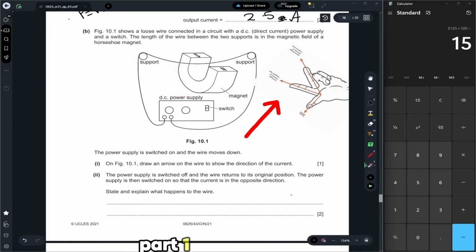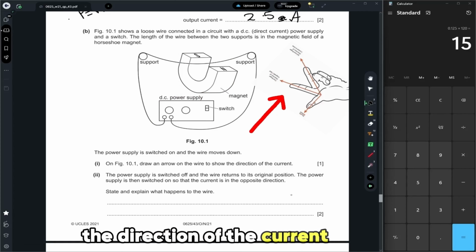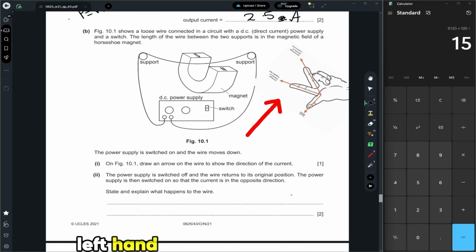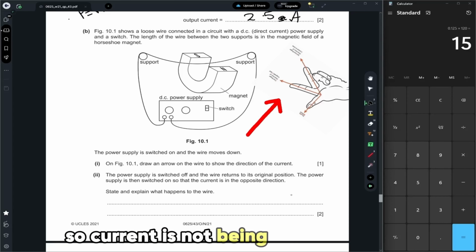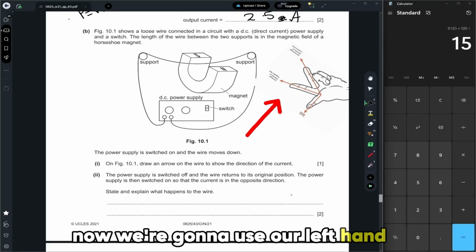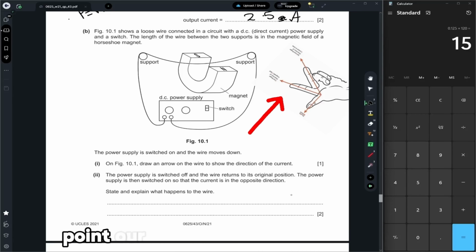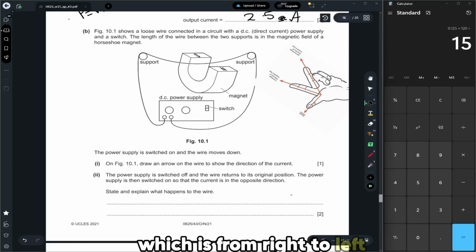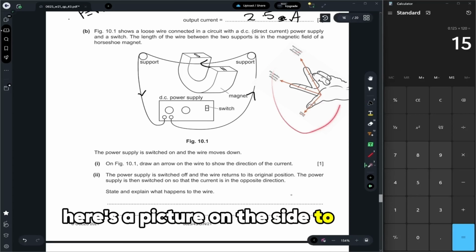So part 1 says, on figure 10.1, draw an arrow on the wire to show the direction of the current. So the direction of the current would be determined using Fleming's left-hand rule, as a DC power supply is given. When there's a DC power supply given, that means that we're supplying current, so current is not being induced. If current was being induced, we'd use our right hand. Right now, we're going to use our left hand and make our fingers perpendicular to each other. Point our thumb downward and the index finger into the page, and the second finger shows the direction of the current, which is from right to left. Here's a picture on the side to give you an idea.